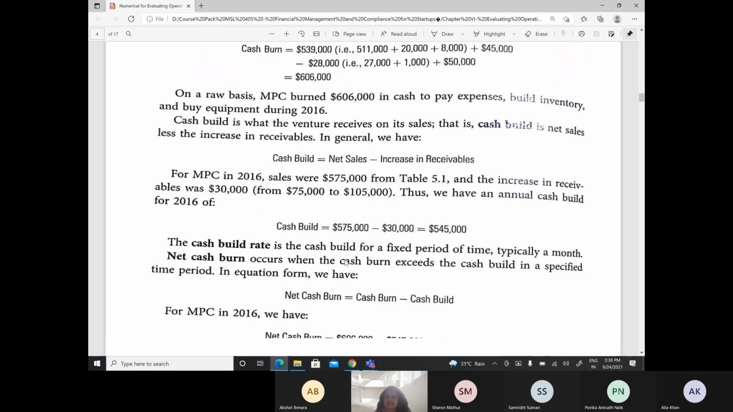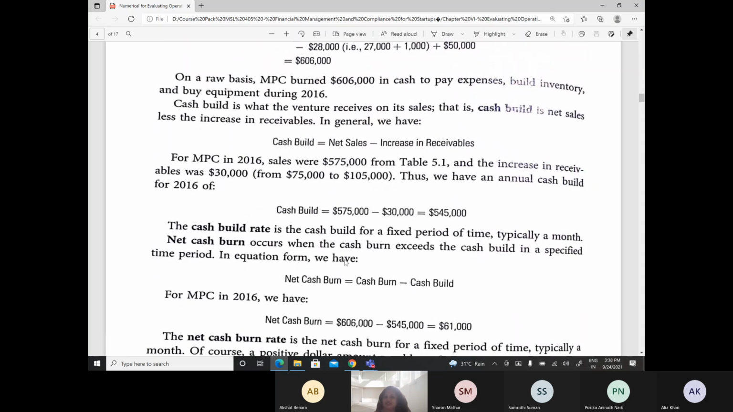On a raw basis, MPC burned $606,000 in cash to pay expenses, build inventory, and buy equipment during 2016. Cash billed is what the venture receives on its sales. That is, cash billed is net sales less the increase in receivables. So in general, cash billed is equal to net sales minus increase in receivables.